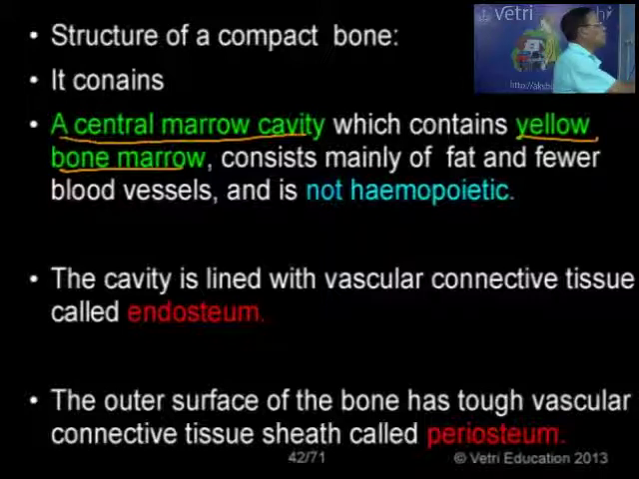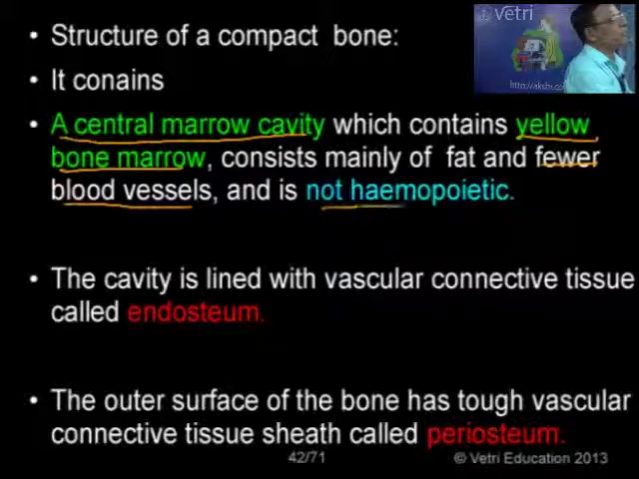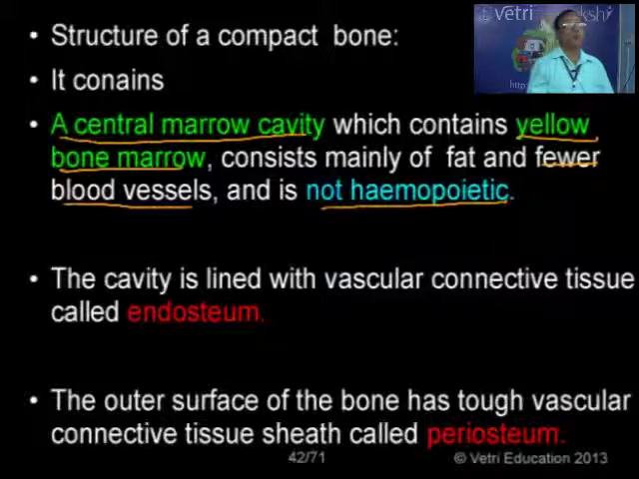And they have only fewer blood vessels, unlike the red bone marrow. In red bone marrow we have many blood vessels, but here we have only fewer blood vessels, and it is not hemopoietic. What do you mean by hemopoiesis? The process of formation of blood cells is called hemopoiesis. As the yellow bone marrow is not taking part in the formation of blood cells, it is not a hemopoietic organ.